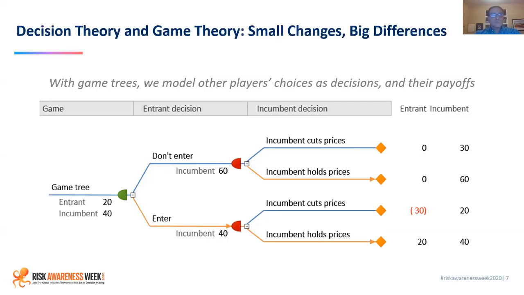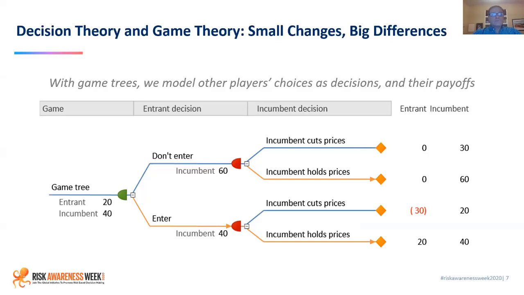The prescription before was not to enter the market. Now we say that the entrant should enter the market. So the prescription is different. You also notice we have probability 1 that the incumbent would hold prices no matter what. So we're no longer guessing about what the right probability is. We're looking at what's in it for the incumbent to understand which way they should move. And in this case, we find that the incumbent would hold their prices.